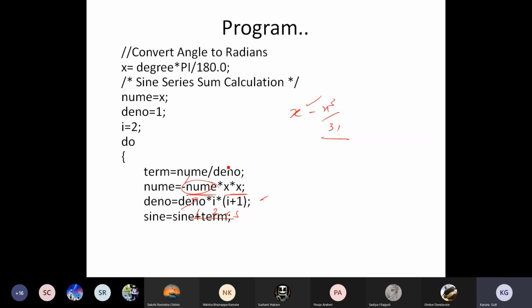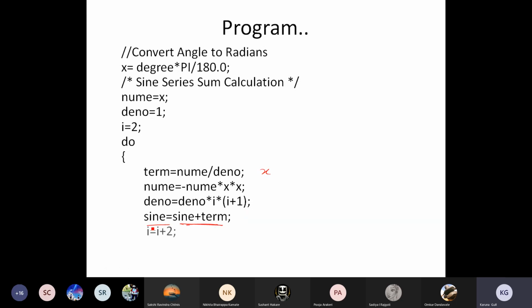So sine is equal to sine plus term, right? Initially sine is equal to 0, and I'm adding the first term that I've calculated. The first term that I got is x, and I'm just adding it to sine here, right?